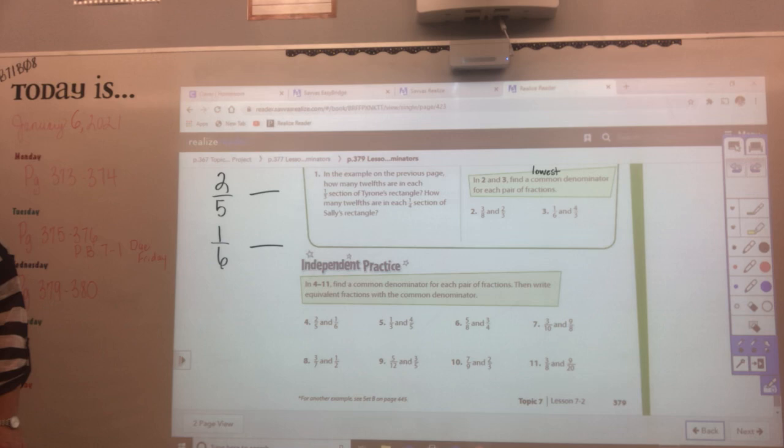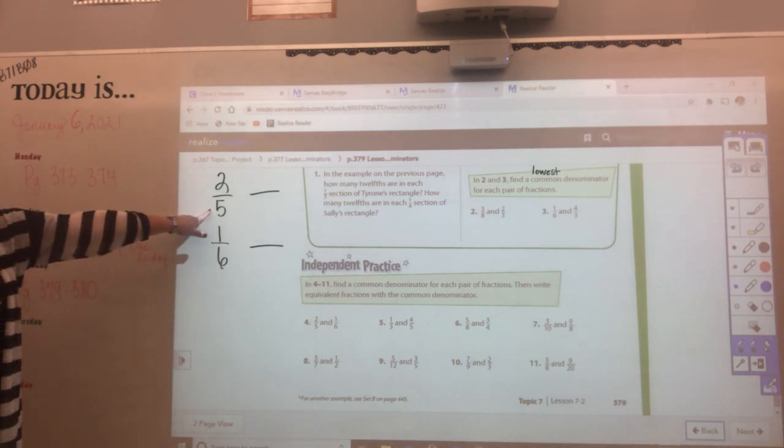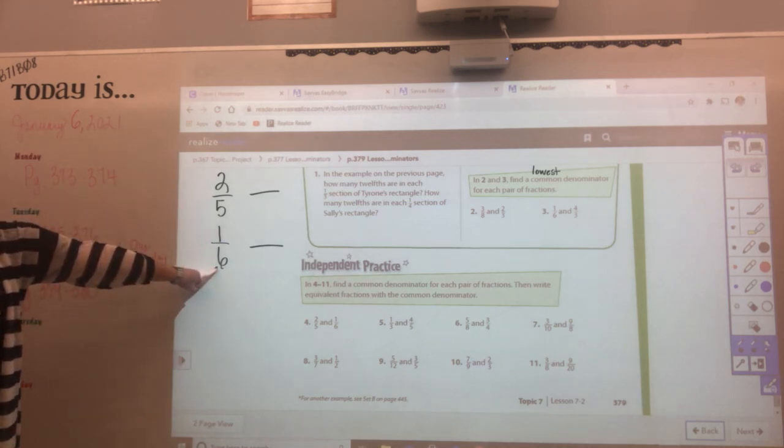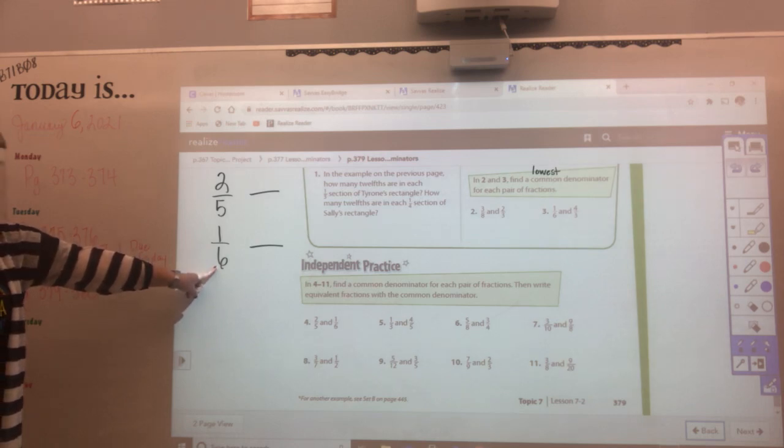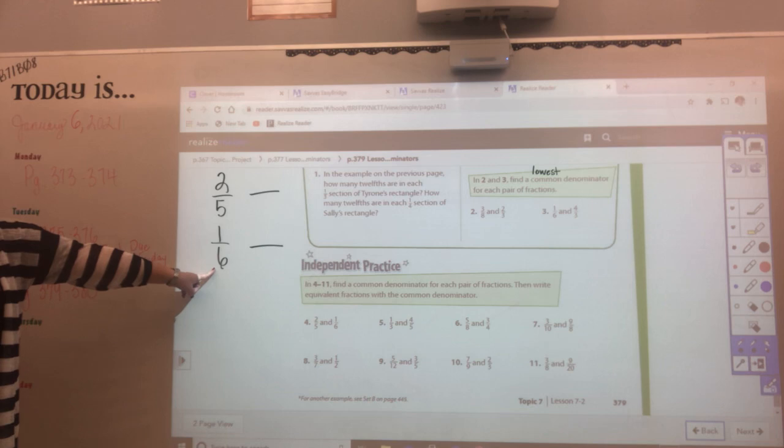Okay, now we got to find the bigger denominator. Is the bigger denominator 5 or is it 6? 6. Find 6 and don't move your pencil from it. What's 6 times 1? 6. Is 5 times anything ever going to be 6? No. Come on, I need your help. What's 6 times 2? 12. Is 5 times anything ever going to be 12? No.